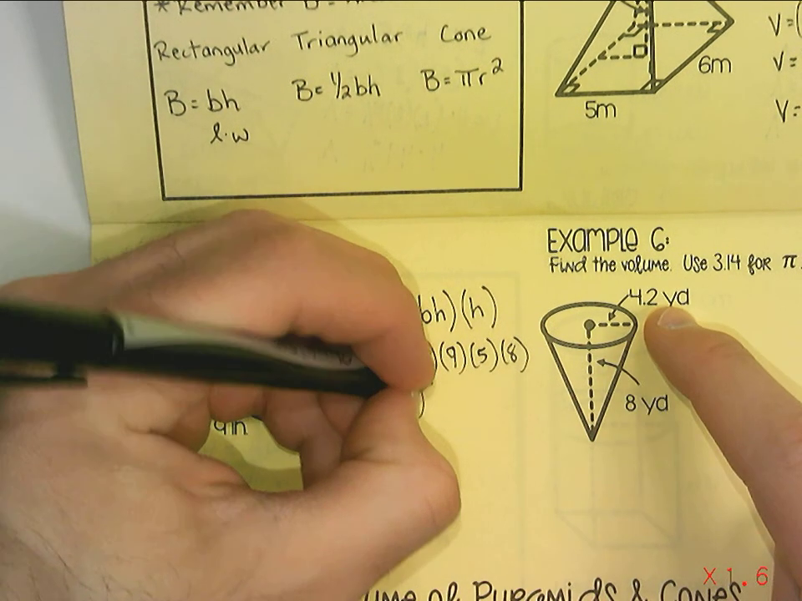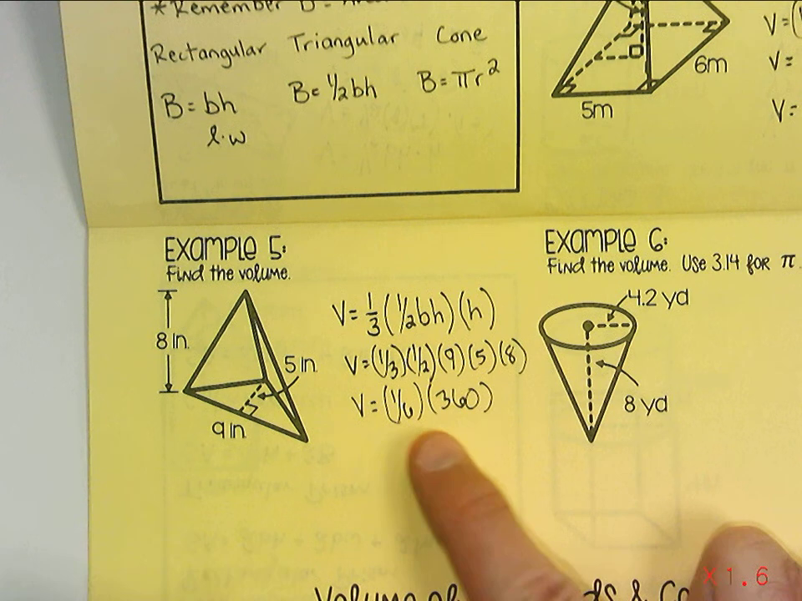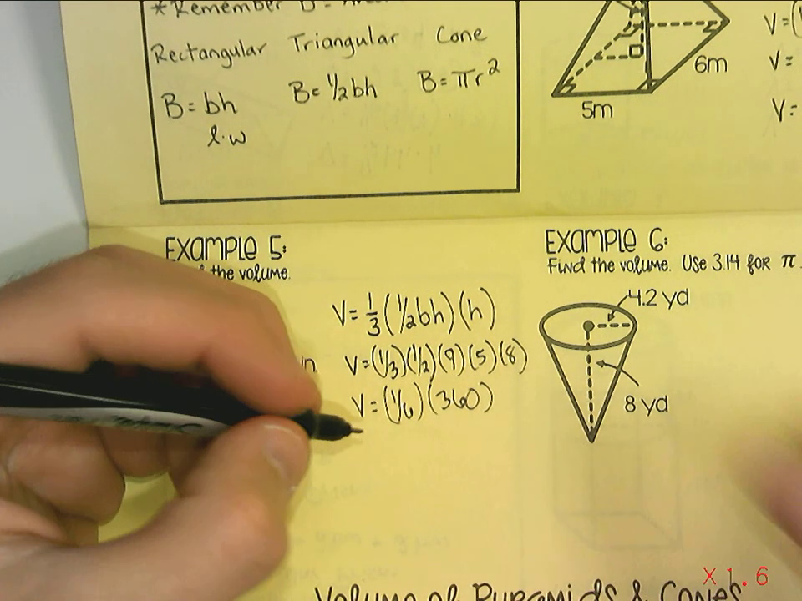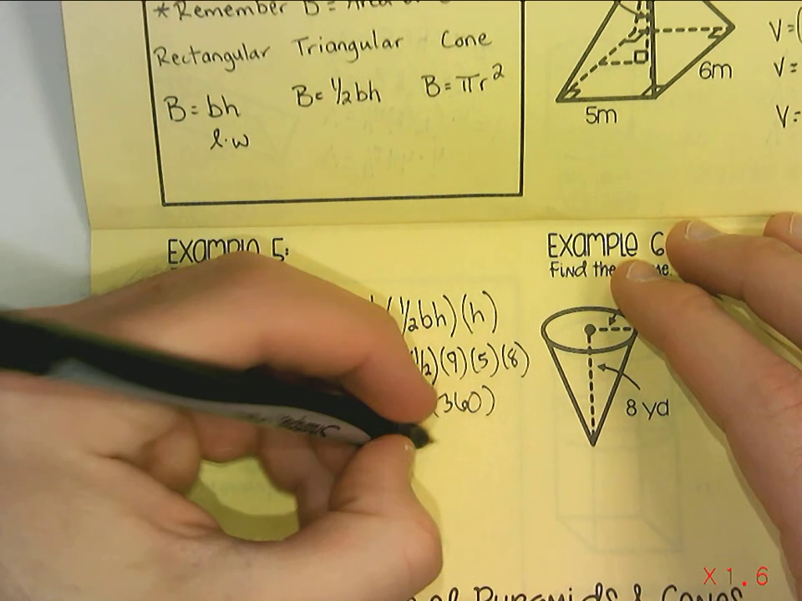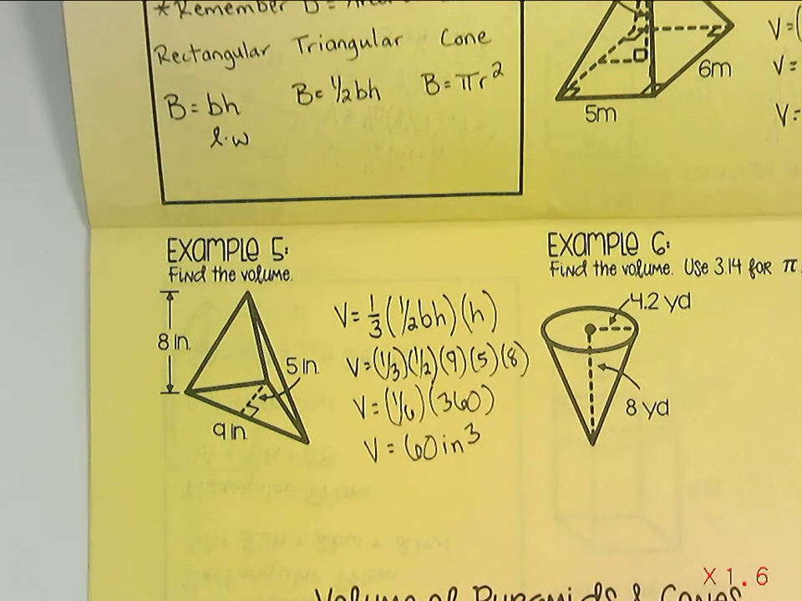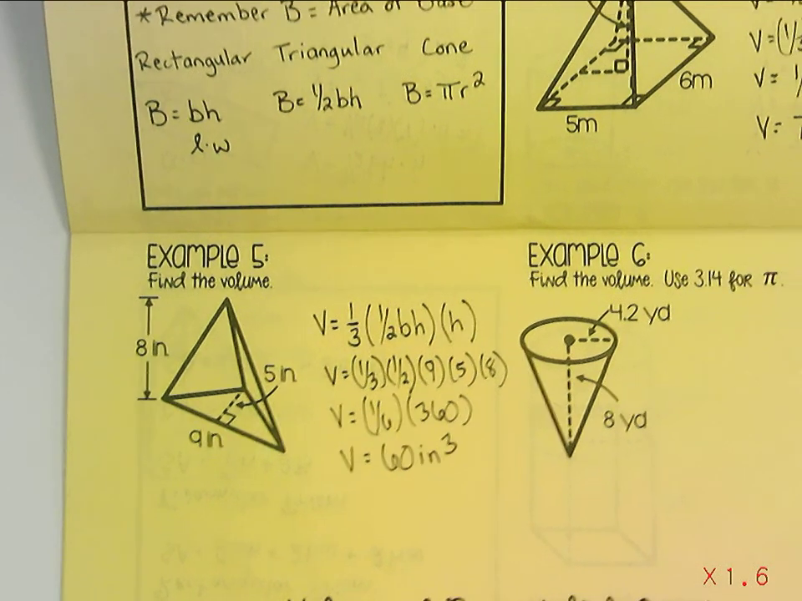And then 9 times 5 times 8 is 360. This is just like dividing by 6 here. So 360 divided by 6 is 60. So this is 60 inches cubed. That's the volume there. So really all it is with volume is understanding the formula and knowing where to put your numbers. That's all it is. Other than that, it's just basic multiplication and addition.